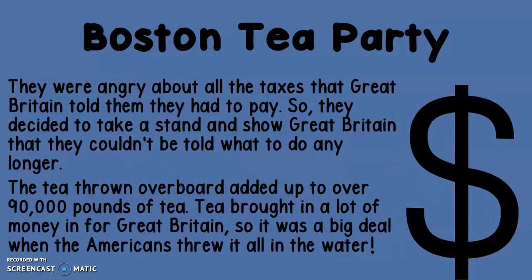They were very angry about all the taxes that Britain kept telling them they had to pay. So they decided to take a stand and show Britain that they couldn't be told what to do any longer. The tea thrown overboard added up to over 90,000 pounds of tea. Tea brought in a lot of money for Great Britain, so it was a big deal when the Americans threw it all in the water. Because to Britain, that was basically a ton of money of theirs that was now gone.